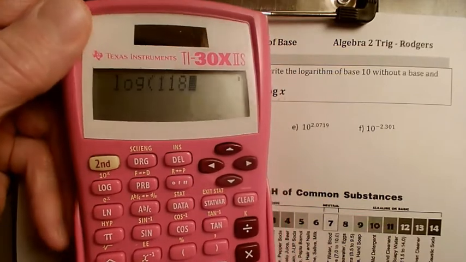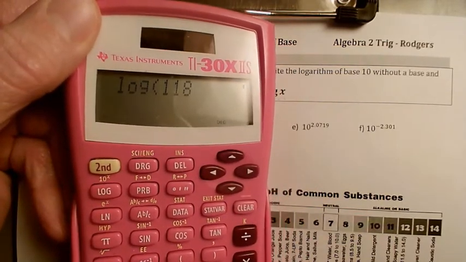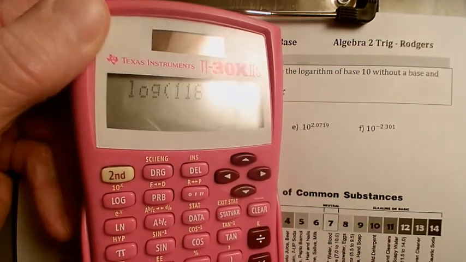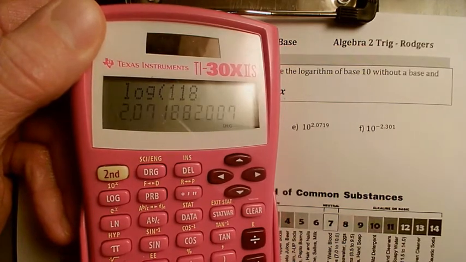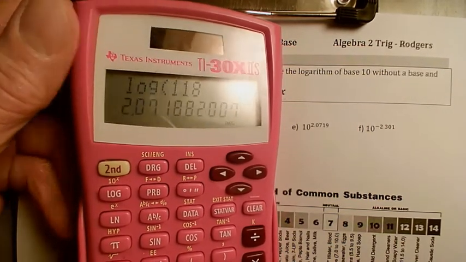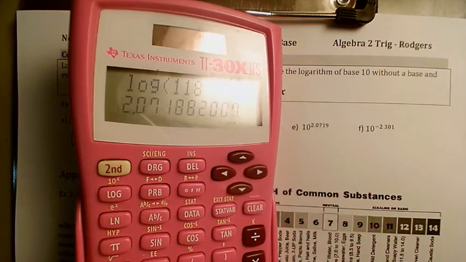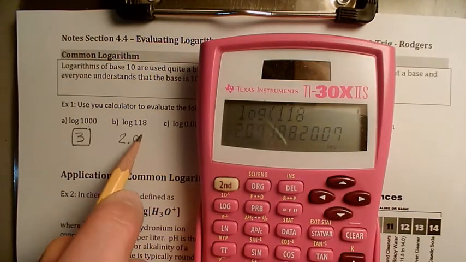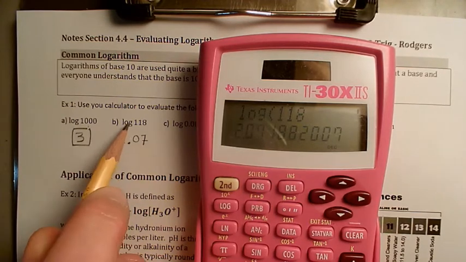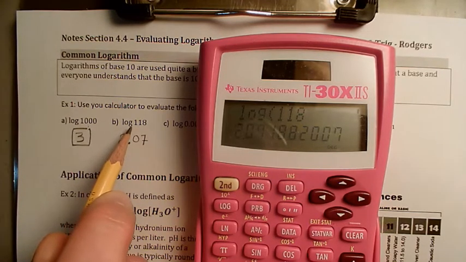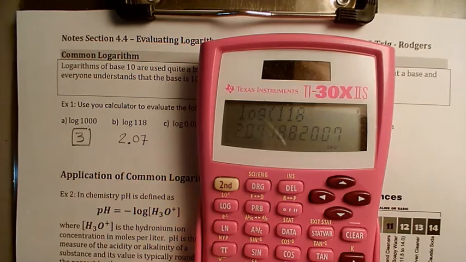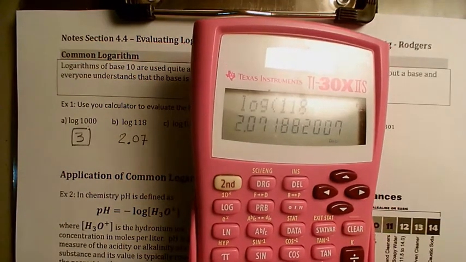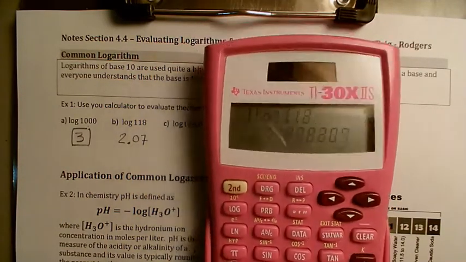And then, I don't know, you're probably not seeing this really well in the calculator, but I'm trying as best I can to get the image to show up. And so that would be 2.07. We know it should be a little bit more than 2 because 10 to the second power is 100. It's a little bit more than that. So 2.07 is fine for that.